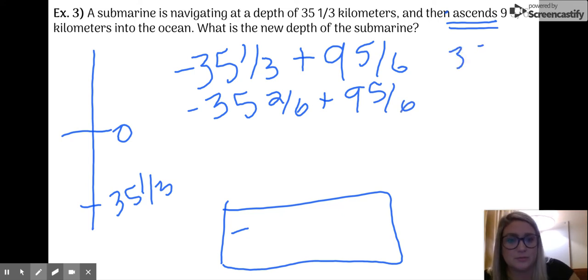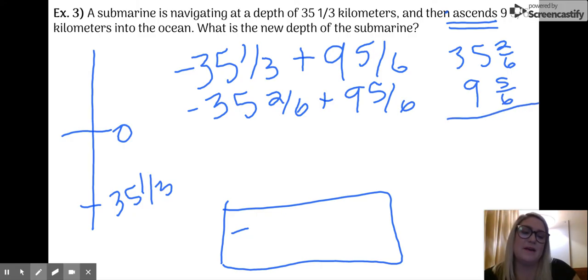So I'm going to do my subtraction over here to the side. 35 2/6, take away 9 5/6. And now we can't take 2/6 and 5/6 and get a positive value. So I'm going to actually turn this into 34 and take one whole and add it to this.